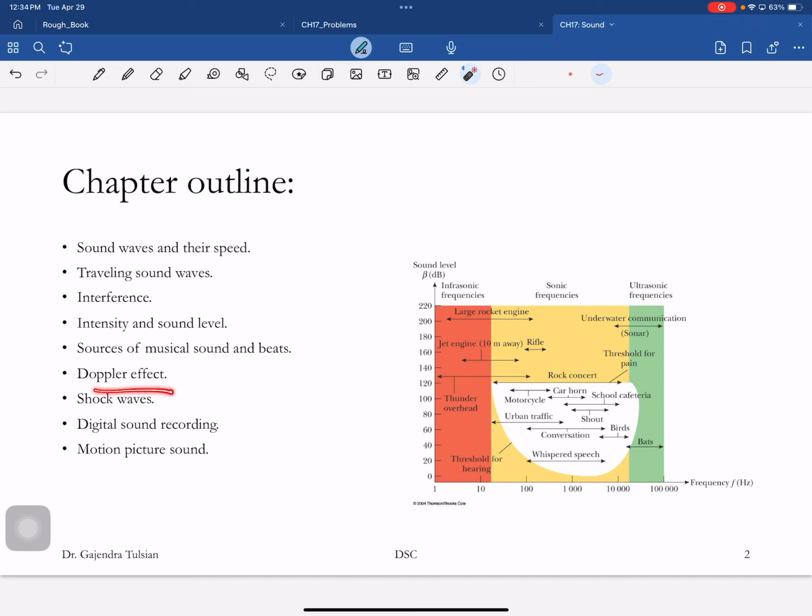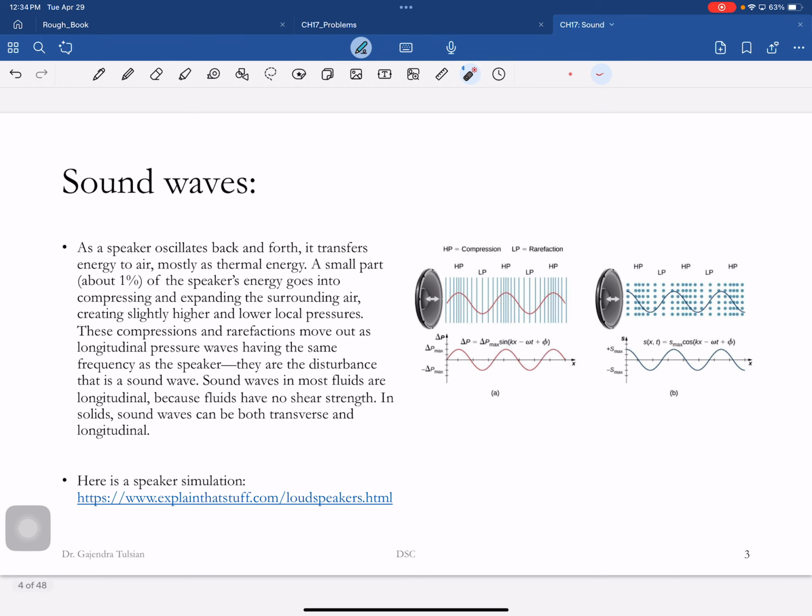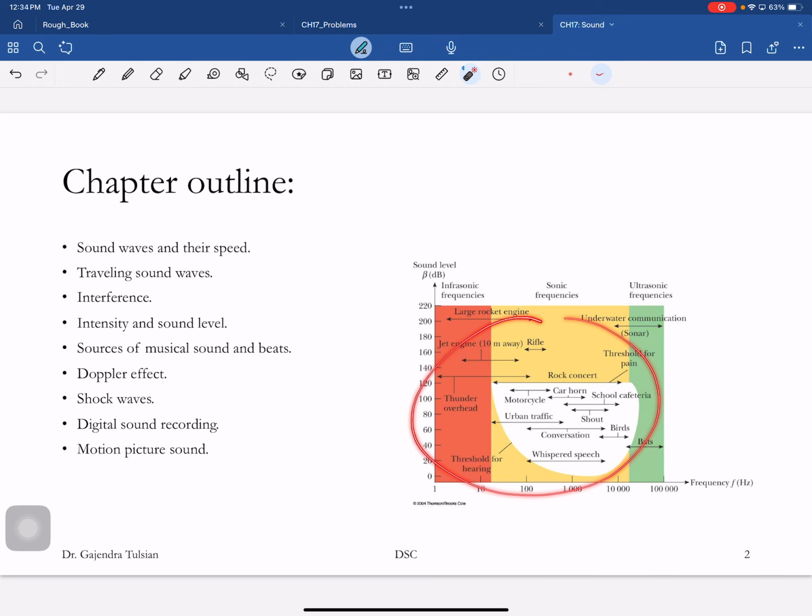So we'll talk about the Doppler effect. We'll talk about the intensity of the sound. Intensity tells you how much energy is reaching you per unit area per second. Okay, when the sound gets louder, the intensity is higher. Okay? But you'll learn an interesting fact about that. Okay. We'll talk about shock waves and so on. Okay? We'll come to this diagram in a little bit.